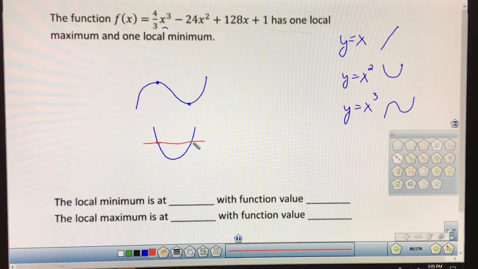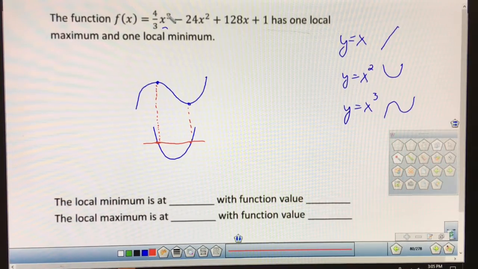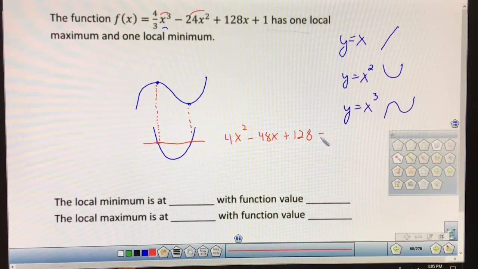That answer, wherever it crosses the x-axis, is going to be that max there, and that min there. So I'm going to take the derivative of this. It's 12 divided by 3, that's 4. X squared minus 48x plus 128. I'm going to set that equal to 0, and divide by 3.